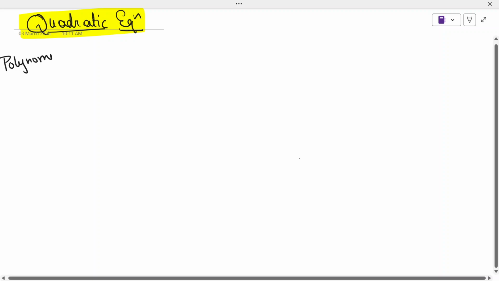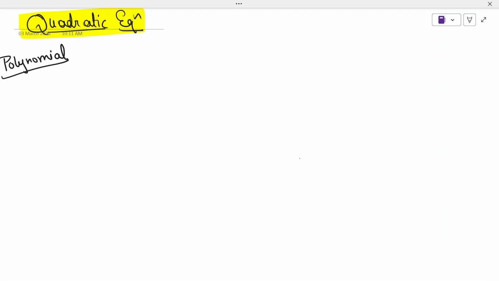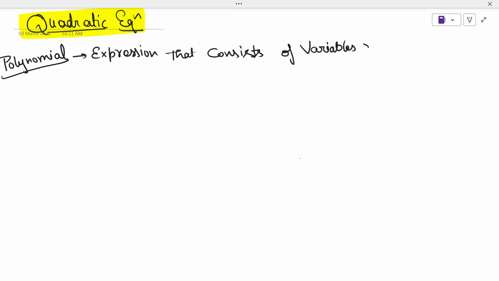What is a polynomial? A polynomial is basically a mathematical expression that consists of variables and constants in addition or in subtraction.